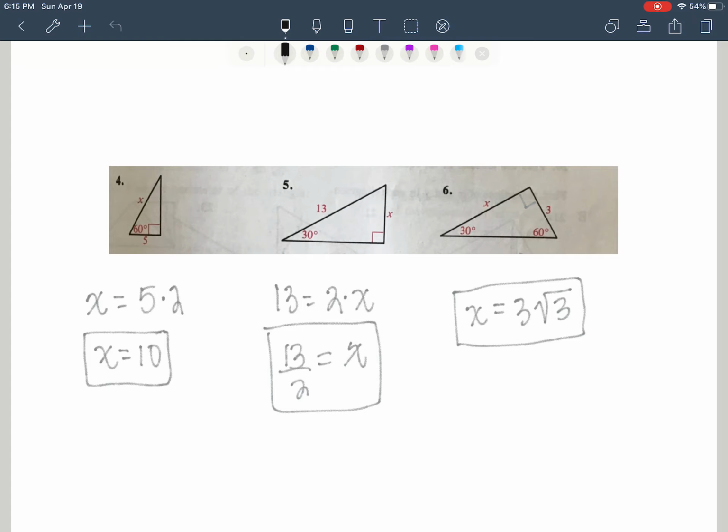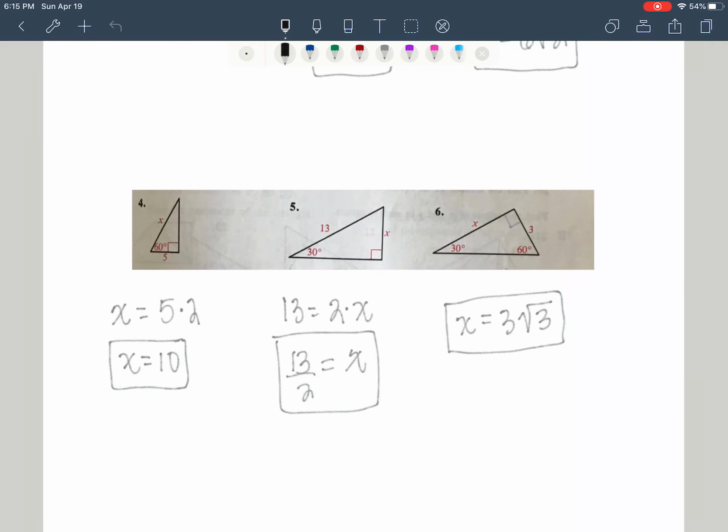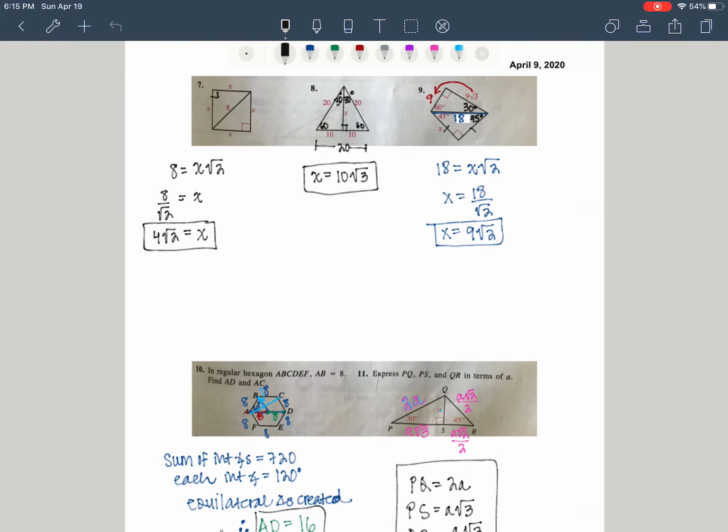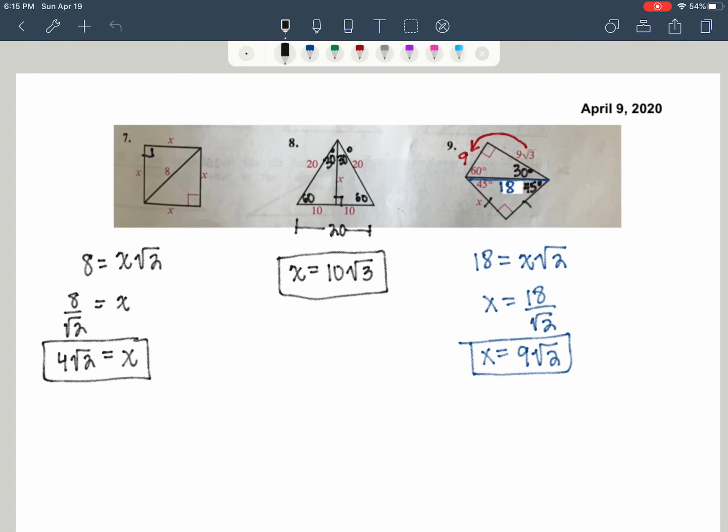There's not a whole heck of a lot of work here because these are just basic 45, 45, 90 and 30, 60, 90 triangles. Some of it's intuitive, just knowing the formulas. So knowing those formulas is very helpful. And then here are some more complicated problems, pictures, drawings that involve more than one triangle. So there are our answers to 7, 8, and 9.